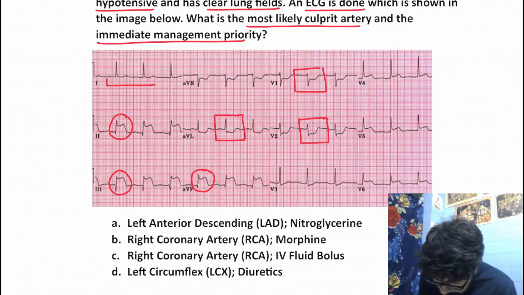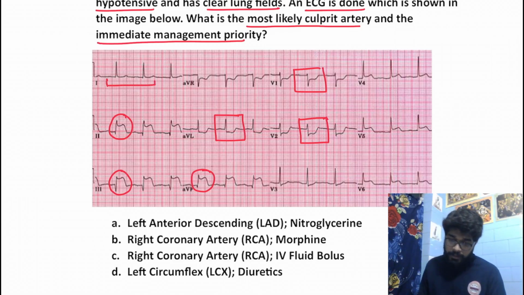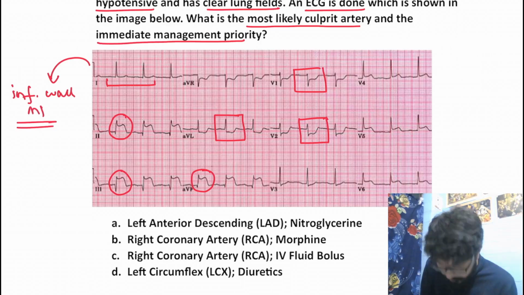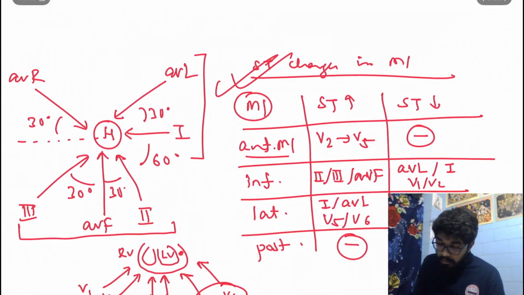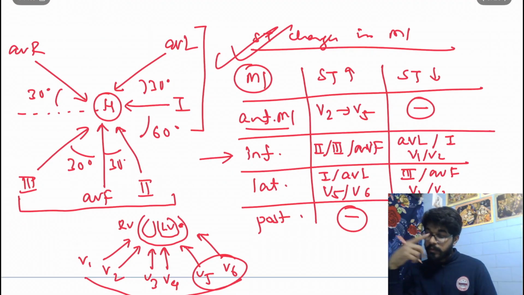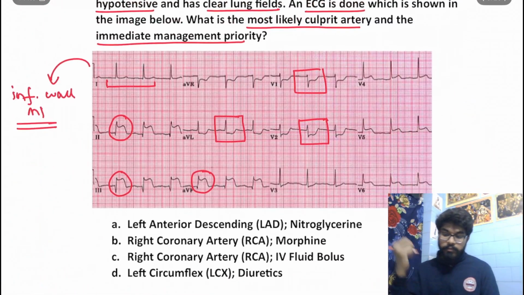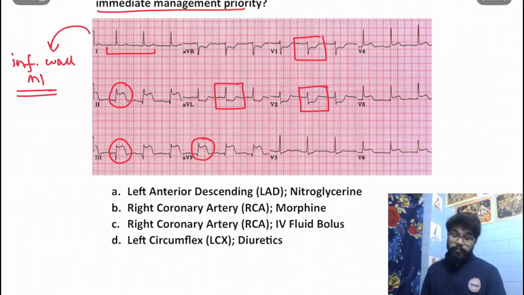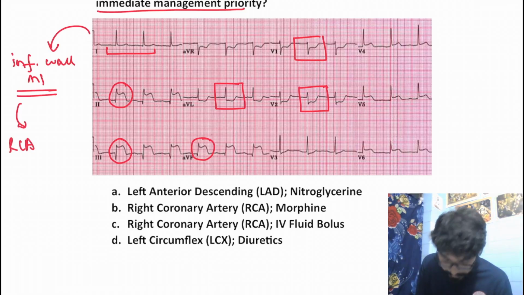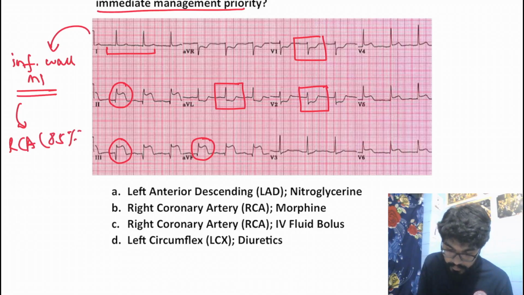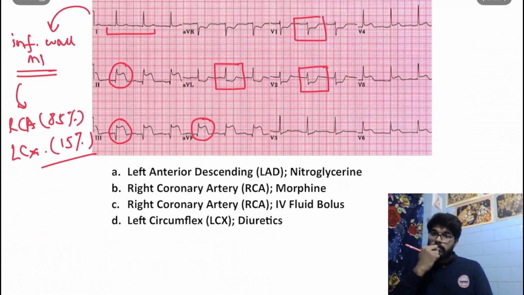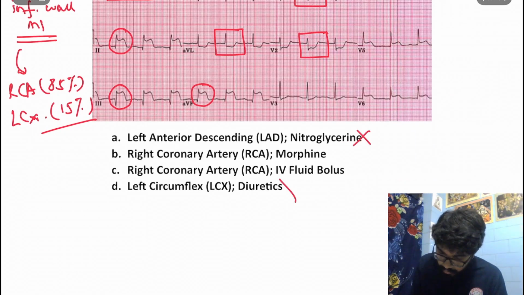Although we do not have any ST segment depression over here in V1, we have got enough information to mark it as inferior wall MI, because we all know that in 2, 3 and AVF we get ST segment elevation, and in AVL, 1, V1, V2 we would get ST segment depression. Everything is present over here except the ST depression in lead 1. Okay. Now inferior wall is supplied by the RCA, right coronary artery, in 85% of the cases, and by the left circumflex in 15% of the cases. The question asks us about the most likely culprit artery, so we would mark right coronary artery. Okay. So we can easily rule out A and D.